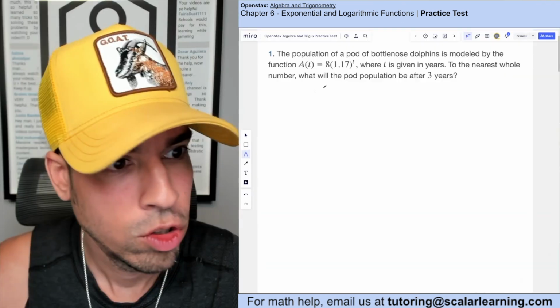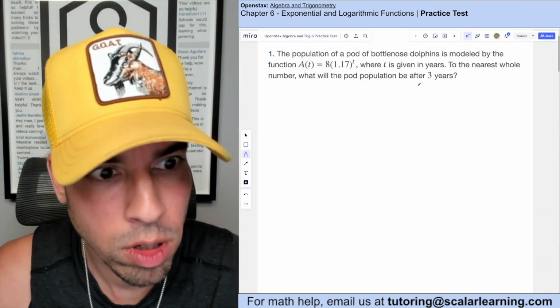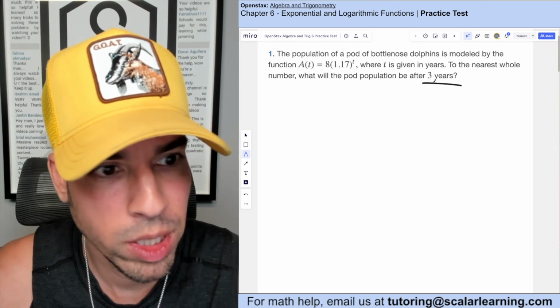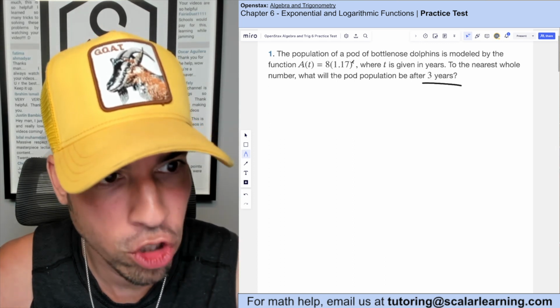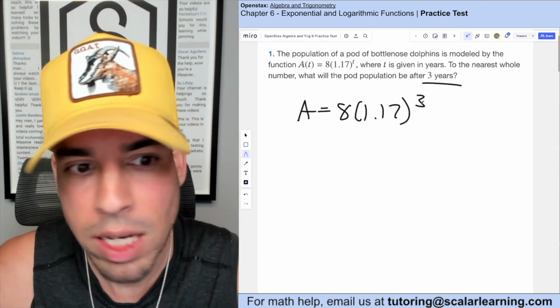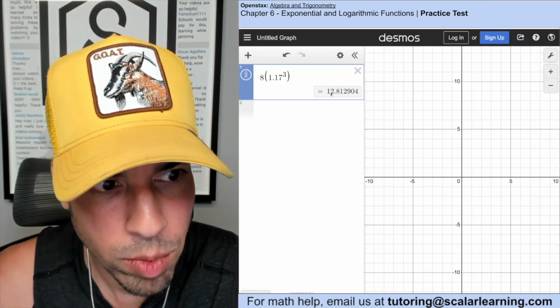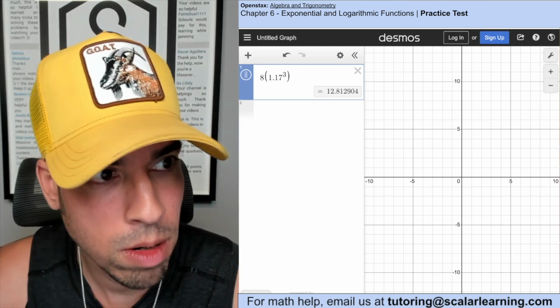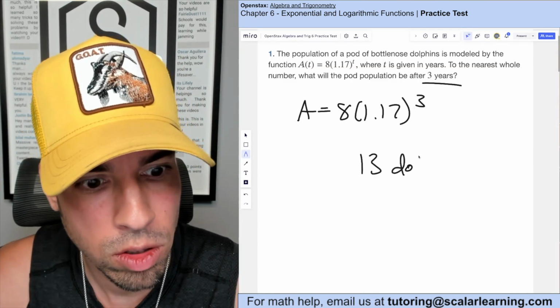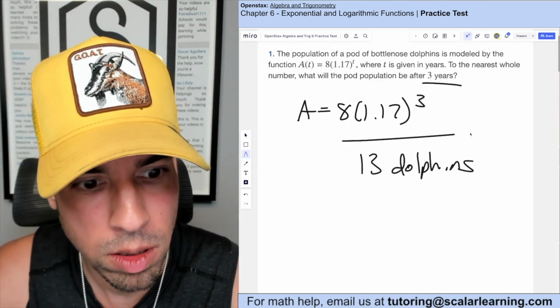Let's do it. So for number 1, it's asking to the nearest whole number, what will the population be after 3 years? So what we're going to do is plug and chug, plug 3 in for t. Now that we got this, we're going to evaluate it in a calculator using Desmos. So when we multiply it out, we get 12.8, rounding to the nearest whole number, gives us 13 dolphins, boom.